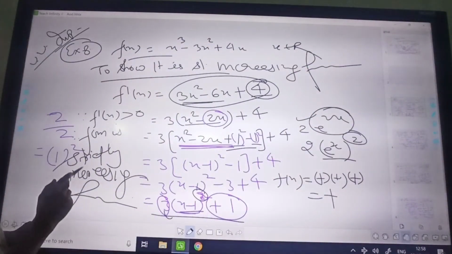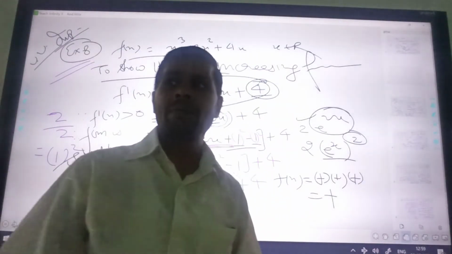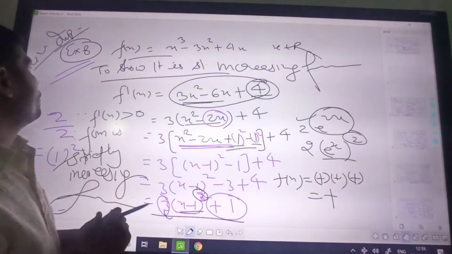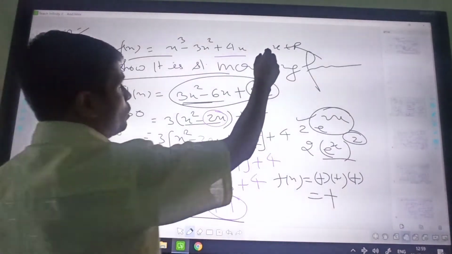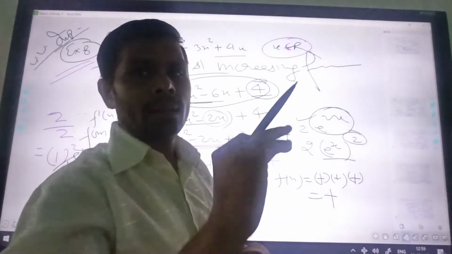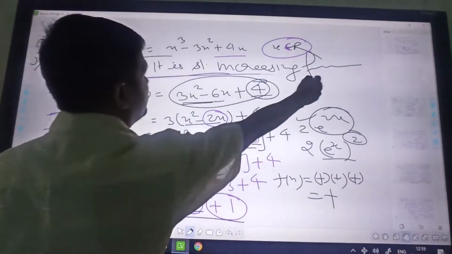This is example 8, and most of the time you will find this question in the final examination paper. The weightage of this question was 2 marks. In this question, f(x) is x cube minus 3x square plus 4x, and x belongs to R. x belongs to R means the values of x are real numbers, they are not complex numbers. You have to prove that it is an increasing function.